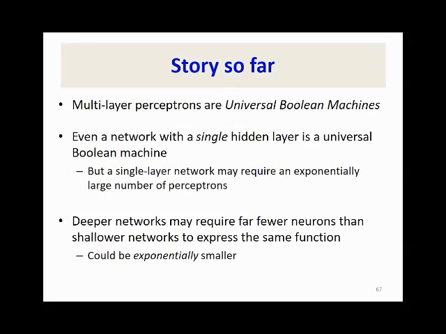And so the story so far: multi-layer perceptrons are universal Boolean machines. Even a network with a single hidden layer is a universal Boolean machine, but a single layer network may require an exponentially large number of perceptrons. Deeper networks may require far fewer neurons than shallower networks to express the same function, and that is why we need depth. Questions, anyone?